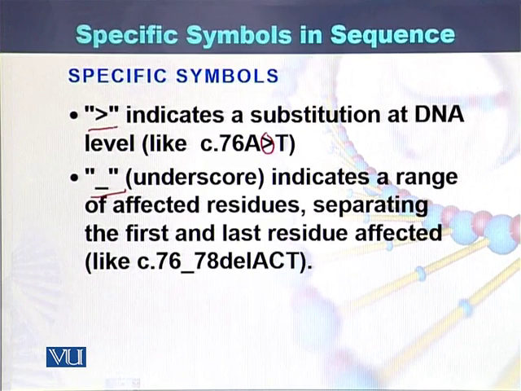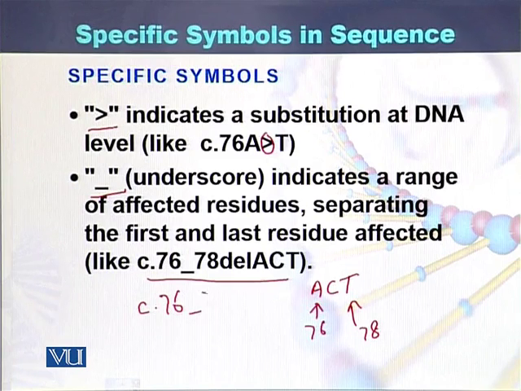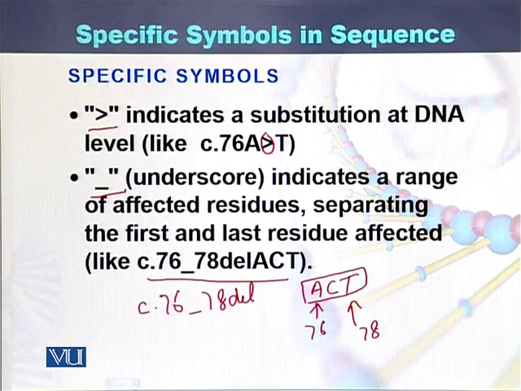If we see in this diagram, if there is deletion of 3 nucleotides A, C and T, it will be mentioned as c.76, which is the first nucleotide, that is actually A, and this is 78. So it will be written as c.76_78. Del is the abbreviation for deletion, deletion of 3 nucleotides which are A, C and T. So there are 3 nucleotides that have been deleted.